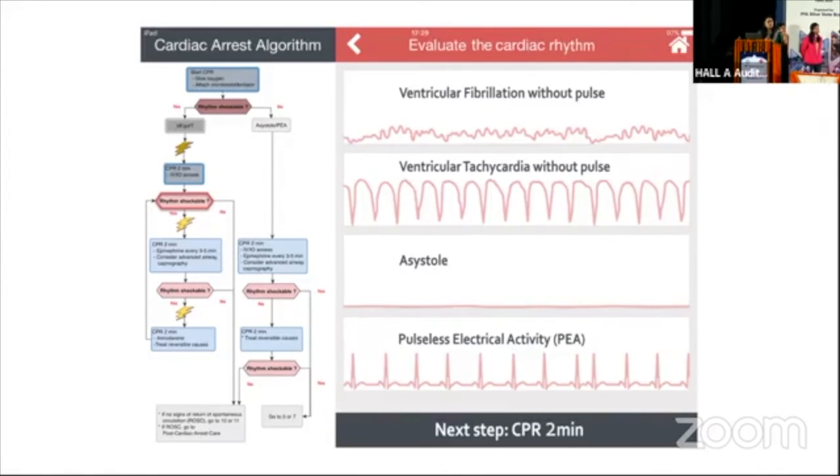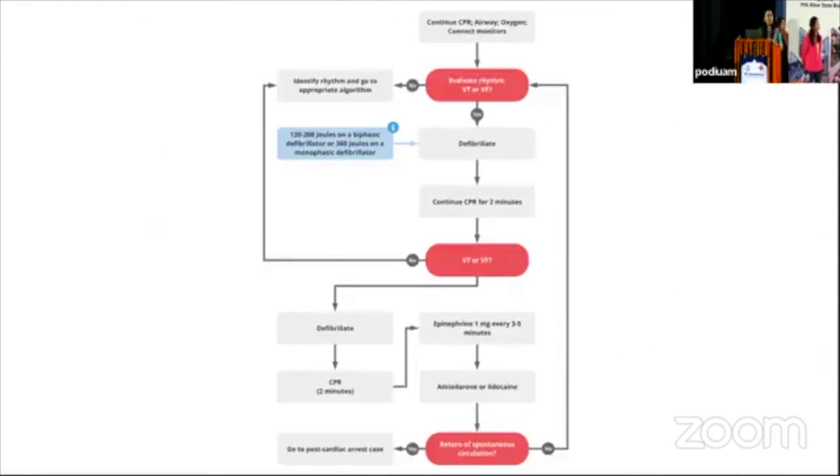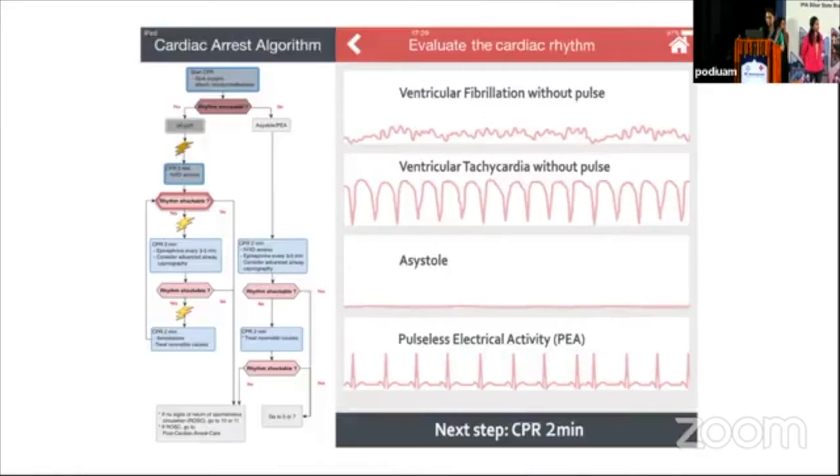Now, management will be dependent upon what type of rhythm. Ventricular tachycardia and ventricular fibrillation are managed in the same way. Three interventions in these two rhythms. Shock. These are shockable rhythms, as I already told you. These are shockable rhythms. So you have to give shock as soon as possible, guys.